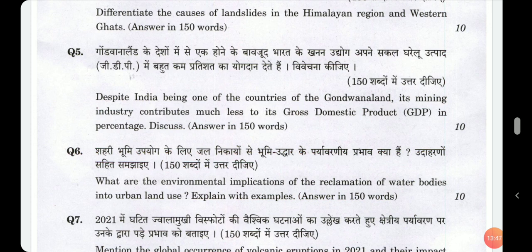Fourth point, poor exploration. Highly restricted licensing regime disincentivizes private players to indulge in mineral exploration. Fifth point, monopoly of PSUs. Mining sector suffers from the unproductive usage of assets due to the monopoly of PSUs. For example, coal, India's monopoly in coal sector.